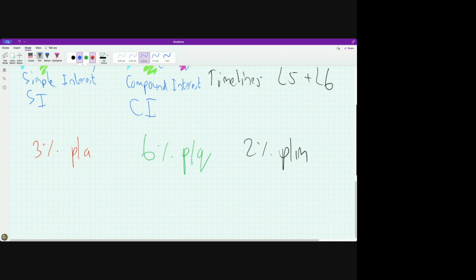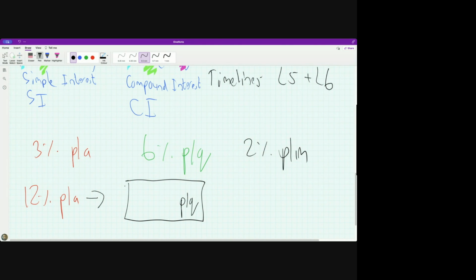So let's say the interest rate is 12% per annum. Can you work out for me what that interest rate converted to a per quarter interest rate is going to be? What is 12% per annum converted to a per quarter interest rate? Put your answer in the chat.